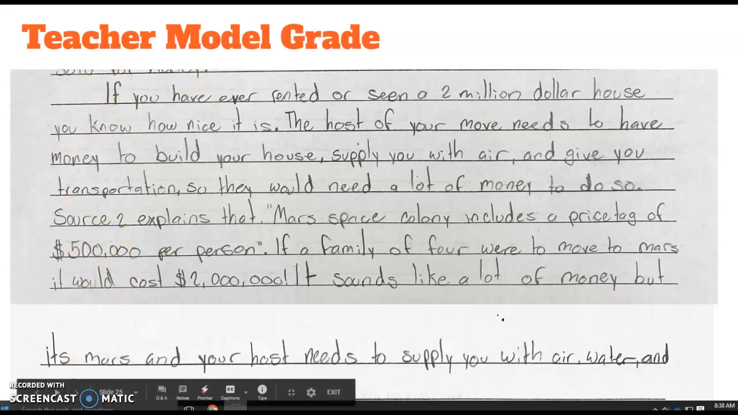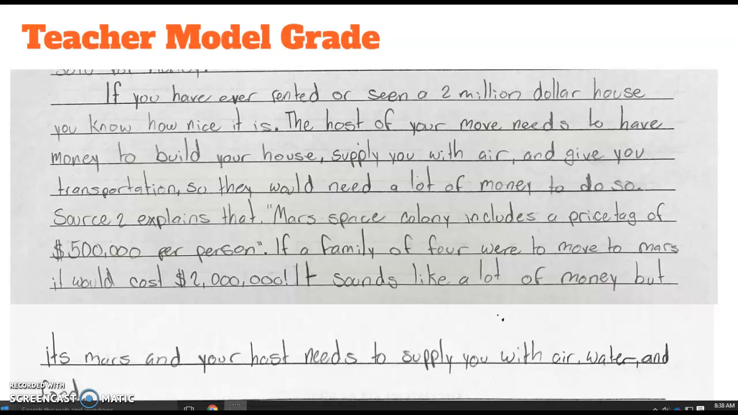So again, the student did a great job here of quoting evidence from the source. In fact, source 2. They even introduced their point well. But again, I'm starting to see this student drift off topic. The topic is, should we buy property in space? Should humans be allowed to buy property in space? She's focusing more on the benefits of living in space, but not on buying property in space. So we have good evidence, good elaboration here, but we're still struggling with focus.